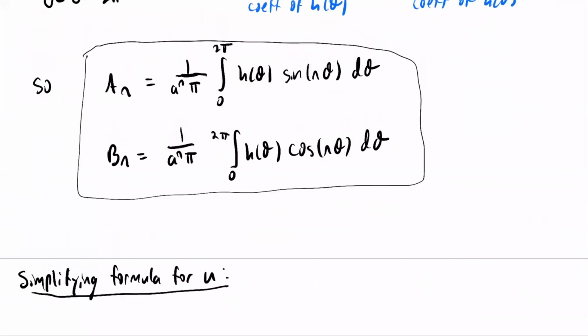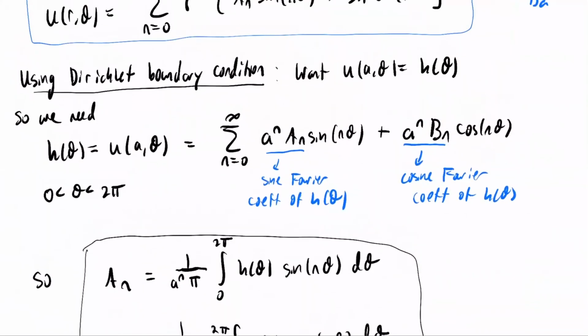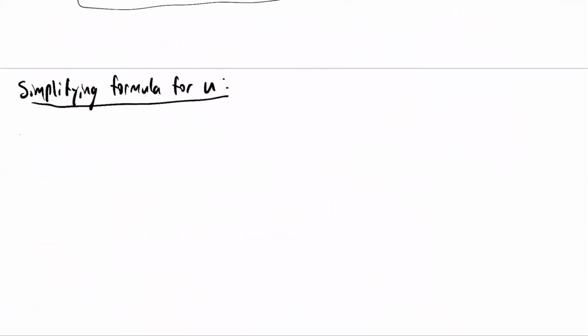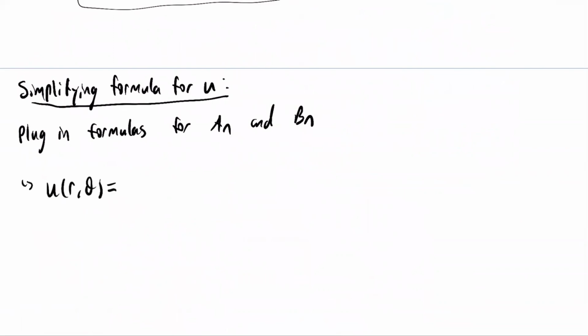Okay, and so let's begin with this. What we want to do now is plug in the formulas we have for a_n and b_n. If I plug these formulas in, we end up with u(r, θ) equal to, let's say, 1/2 a_0, plus the terms when n is bigger than or equal to 1, so the sum from n equals 1 to infinity.